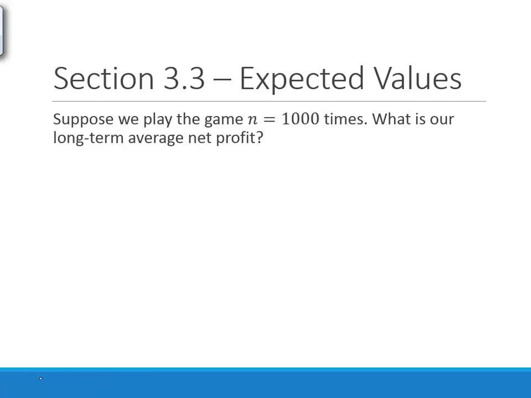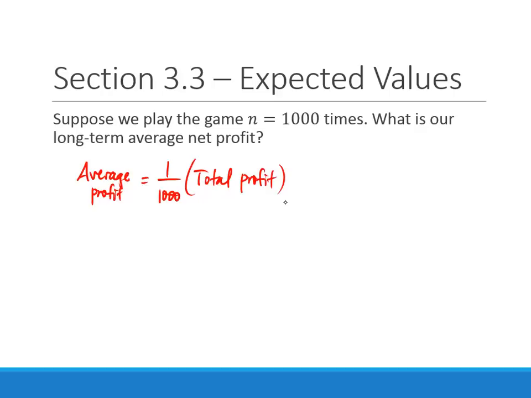Okay, so suppose that I play this game 1,000 times. What would you expect to have at the end, what would your average net profit be at the end of that 1,000 times of playing this game? Well, my average profit is simply equal to 1 over 1,000 times my total profit. And so whatever my total profit is over those 1,000 games, I'm just taking the average of that.